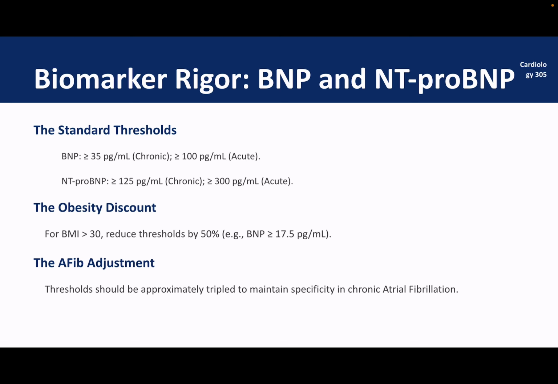In atrial fibrillation, levels run higher, so triple the threshold roughly to preserve specificity. Bottom line, don't ignore a mildly elevated BNP in an obese patient with dyspnea. It might still mean heart failure.